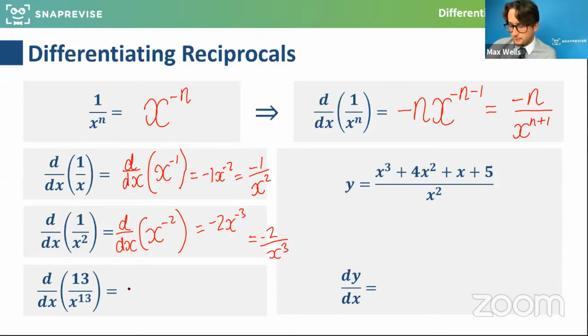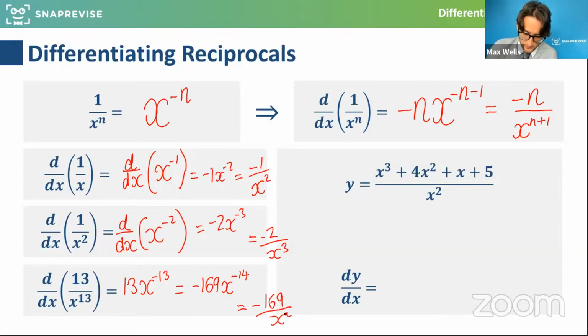Brilliant. Now this one here, what are we going to get here? Yeah. So this is 13x to the minus 13. Multiplied by the power would be minus 169x to the minus, let's be careful, minus 14. So that's minus 169 over x to the 14. The 14, there we go.